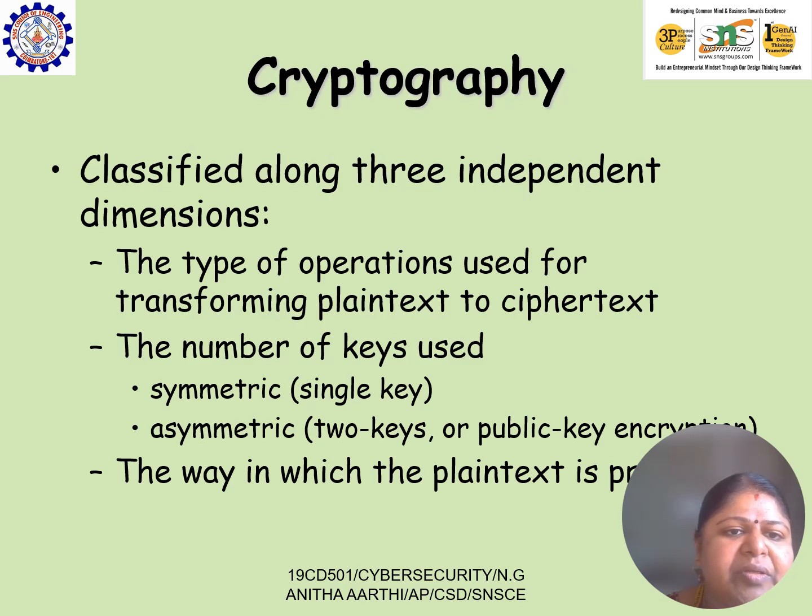Cryptography is classified along 3 independent dimensions: the type of operation used for transforming plain text to ciphertext, and the second one is the number of keys used, symmetric key or asymmetric key. Whereas in symmetric key we use only a single key for the encryption and the decryption process, in asymmetric encryption technique we use 2 keys, or public key encryption. One is shared by the sender through a secure channel to the receiver, and one is kept by the sender himself. And the third is the way in which the plain text is processed. So these are all the 3 independent dimensions of cryptography.